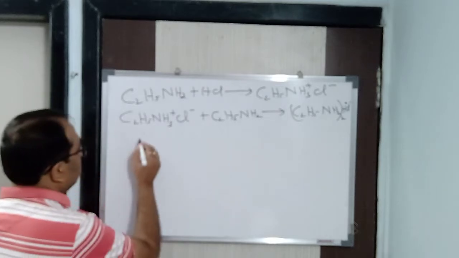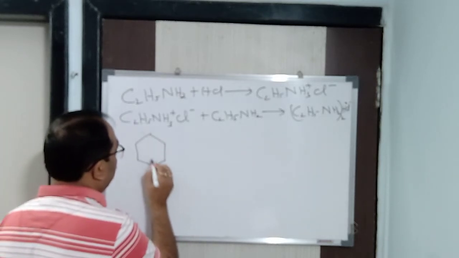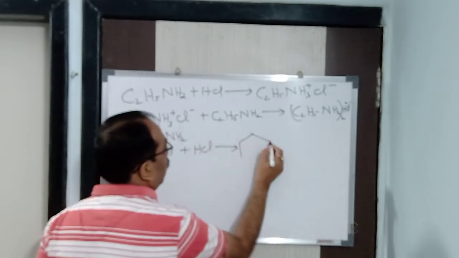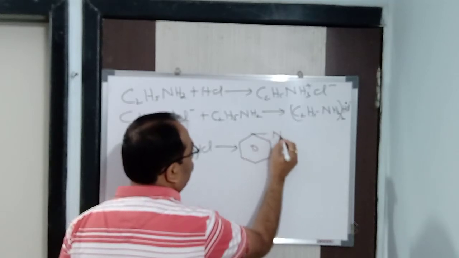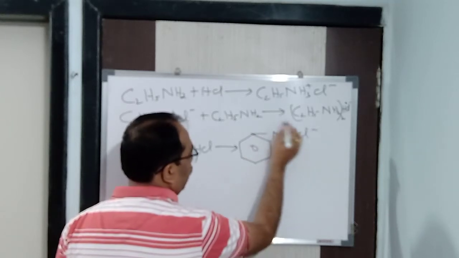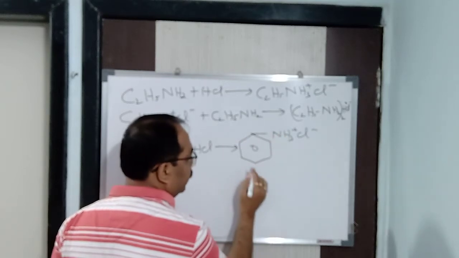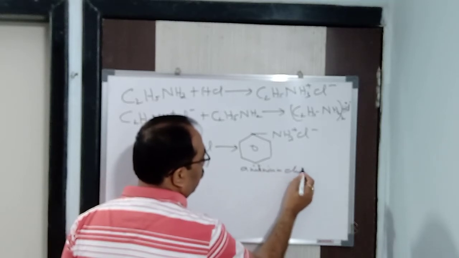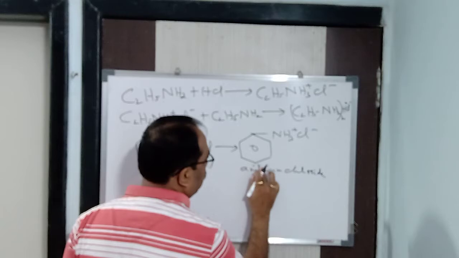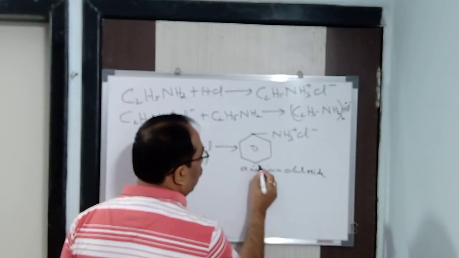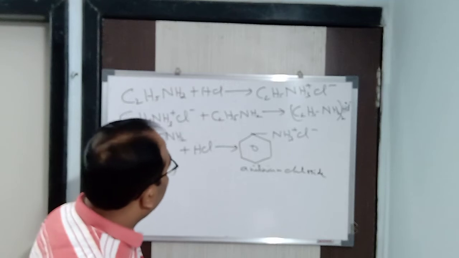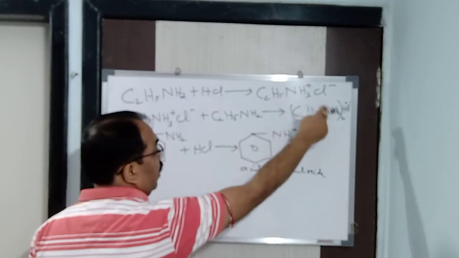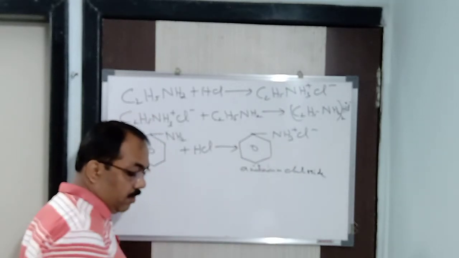Similarly, aniline also reacts with HCl to form anilinium chloride, C6H5NH3+ Cl-. This is your anilinium chloride. Let me write it properly. Anilinium chloride, we can say that. It is ethyl ammonium chloride, we can say. This one is diethyl ammonium chloride. Clear? In this way, you will be getting it.